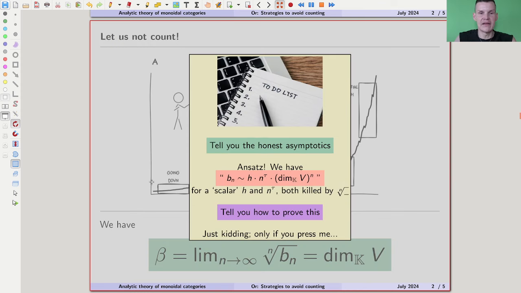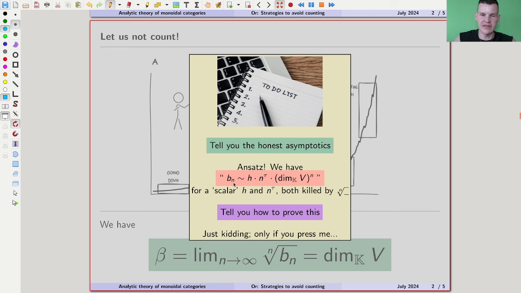Okay, and the next step would be, well, remember my 3 questions. Tell me about the dominating growth rate. I just did that. In general, it's the dimension. Tell me about the asymptotic would be section 2. So I will tell you about the asymptotic, and essentially it looks as follows.